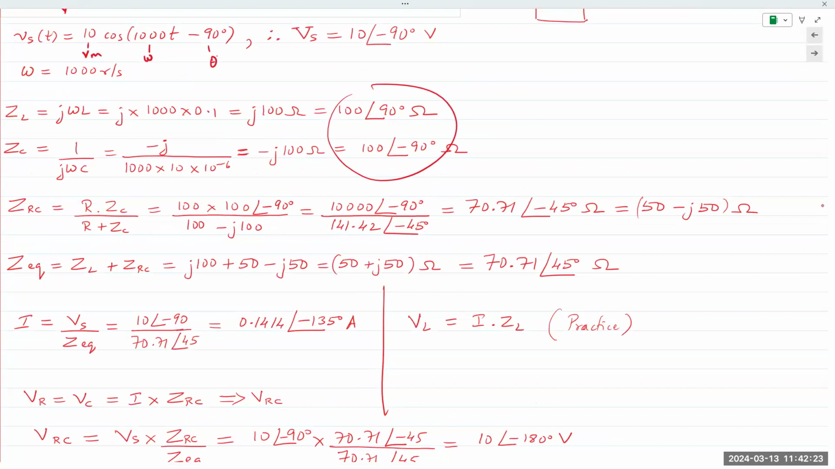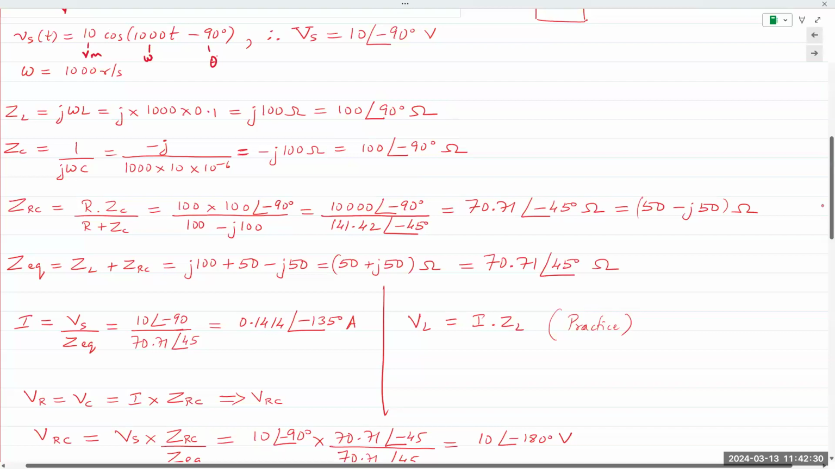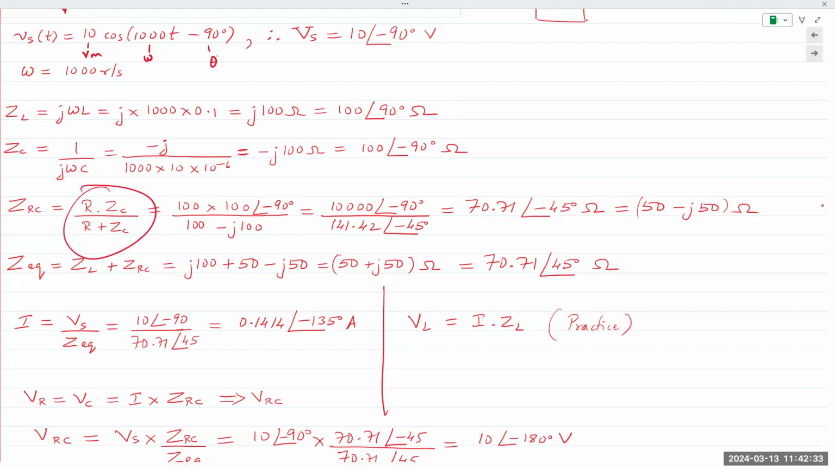Once I have ZL and ZC, I can find ZRC and then ZEQ. ZRC is the parallel combination of R and ZC. Plug the values in. If you have a programmable calculator, you can go directly from this step to the final answer, either in polar coordinates or in rectangular coordinates. But you better practice and be confident in your skills and your abilities to program these equations, right? Otherwise, you do what I do and take it step by step.